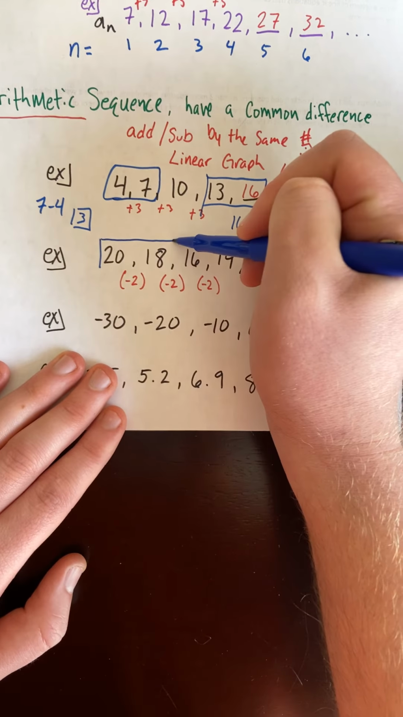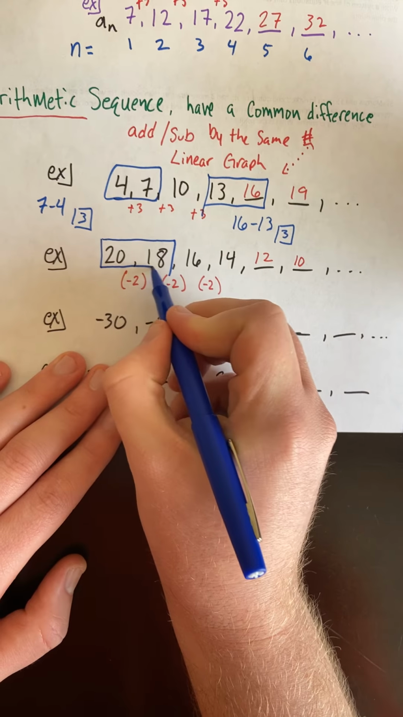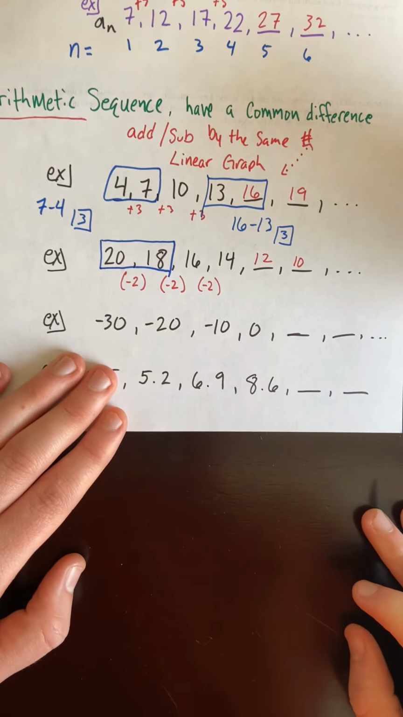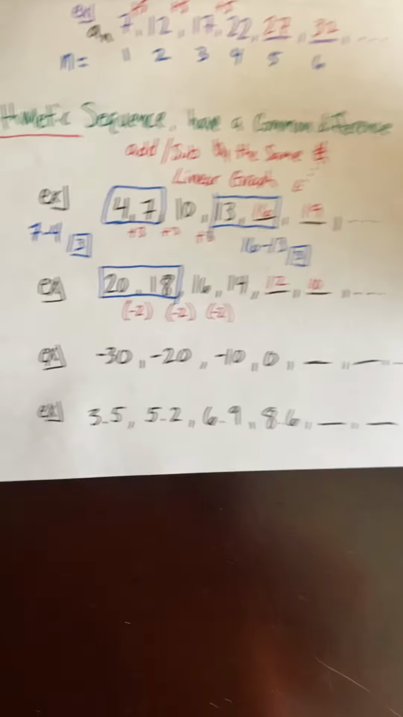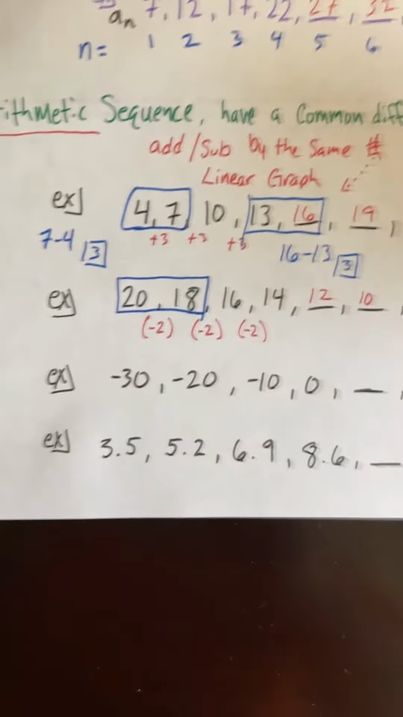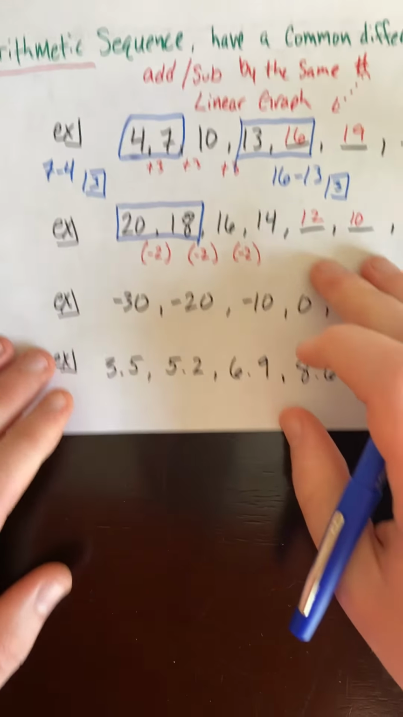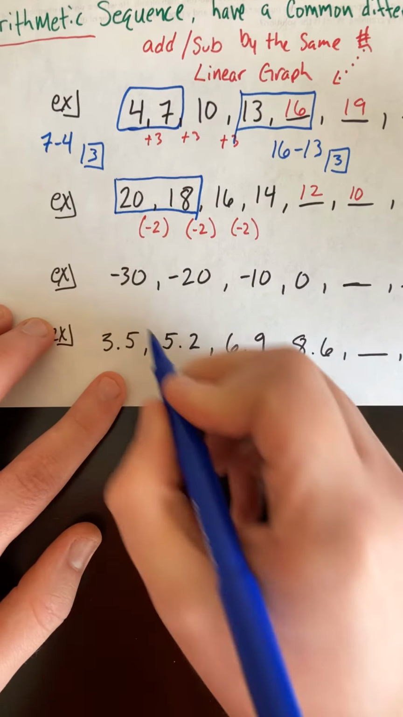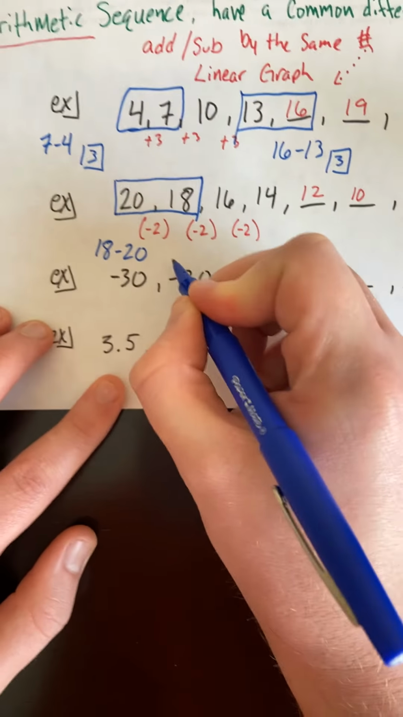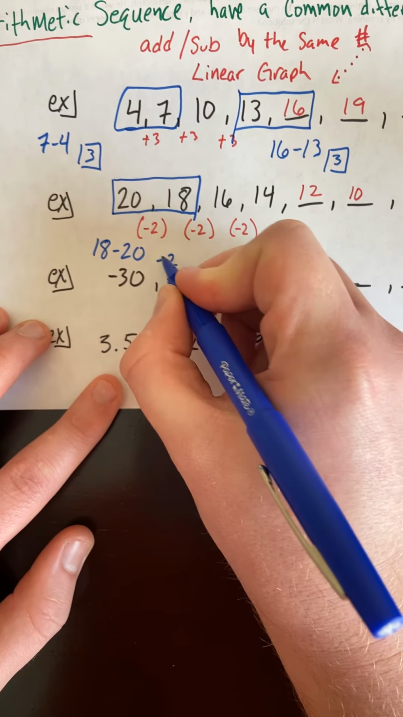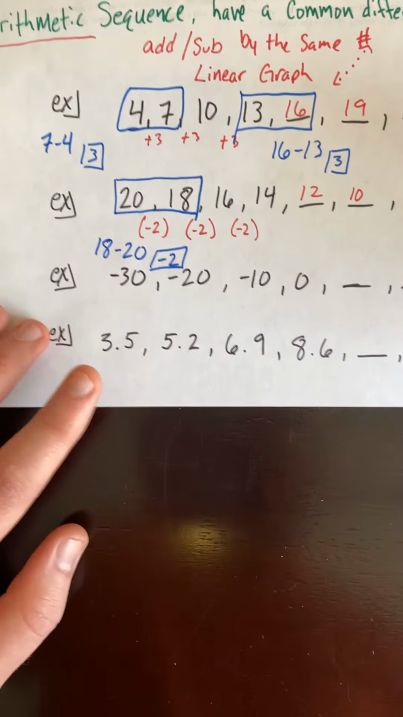Again, these values are going down, and we need to remember if they're going down, we represent that with a negative value. Let me zoom in a little bit more. If I take that second number, which is an 18, and I subtract 20, well, 18 minus 20 is a -2, so you're adding -2 there.